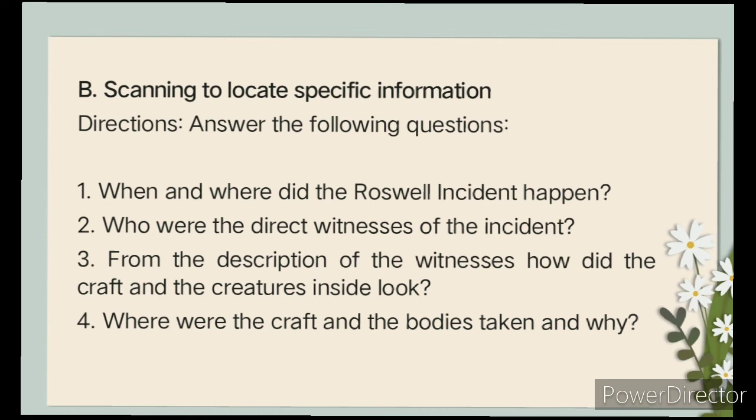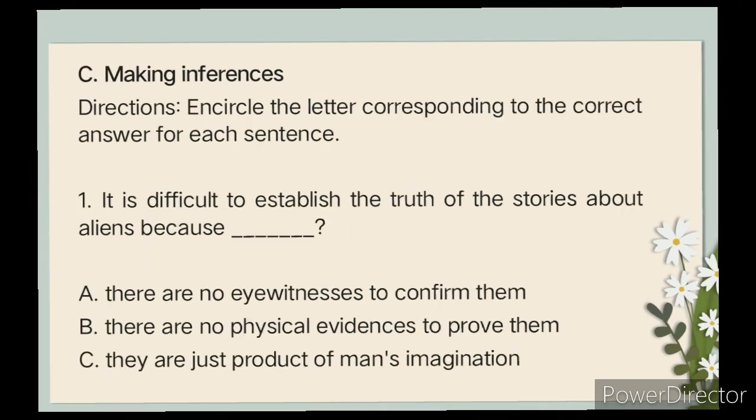Number 3, from the description of witnesses, how did the craft and the creatures inside look? And number 4, where were the craft and the bodies taken and why? This activity belongs to the short answer activity. It has questions that need to be answered. So let's proceed to the next activity: making inferences. Here's the direction. Encircle the letter corresponding to the correct answer for each sentence.